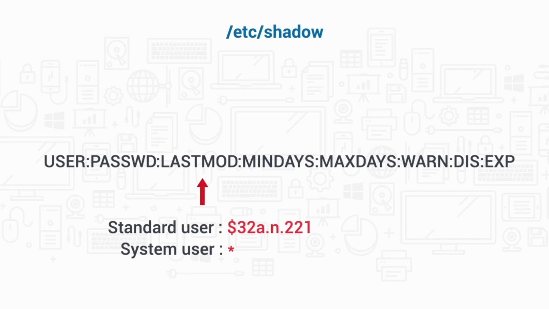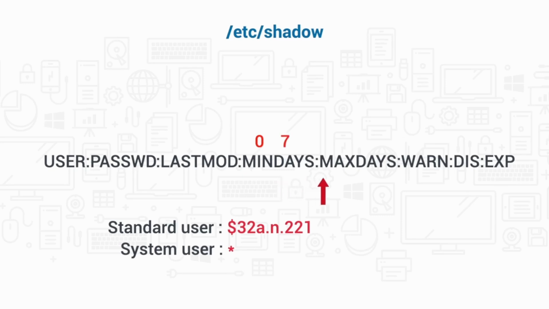Next, we have the minimum days field. This field defines the minimum number of days that needs to pass before a password can change. Usually this is set to 0, which means the password can be changed anytime. But if you want to make it so users need to keep the same password for at least a week, you could put a 7 in this field.